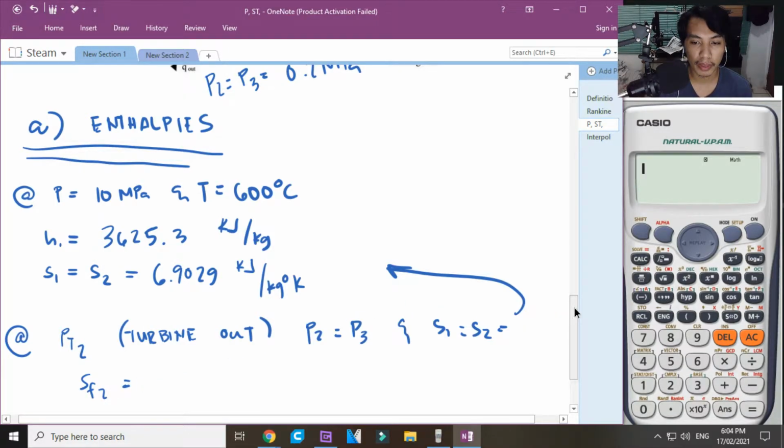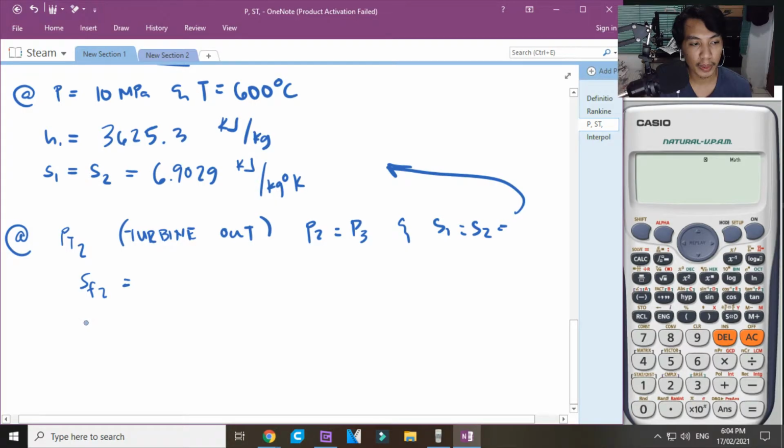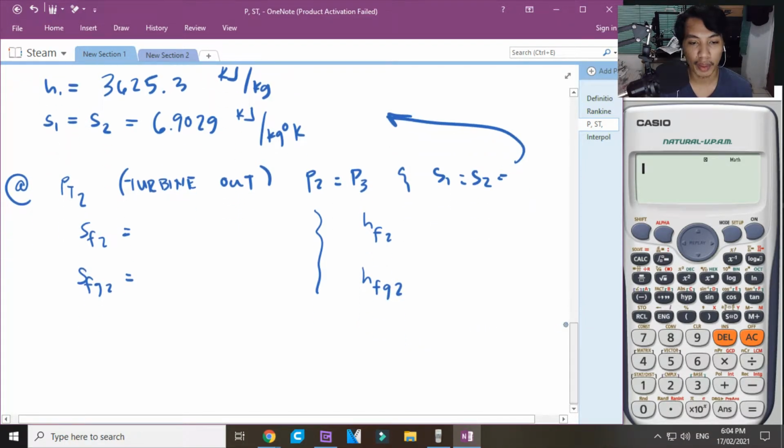Tapos yung SFG2. Tapos yung HF2. Tapos yung HFG2. Yan. Hanapin natin yan. From here, we can get the quality of the steam. Okay? Get the quality of the steam. X is S2 minus SF over SFG.